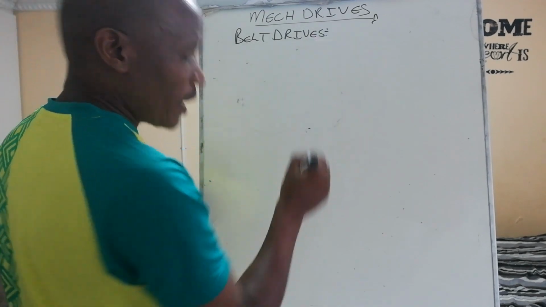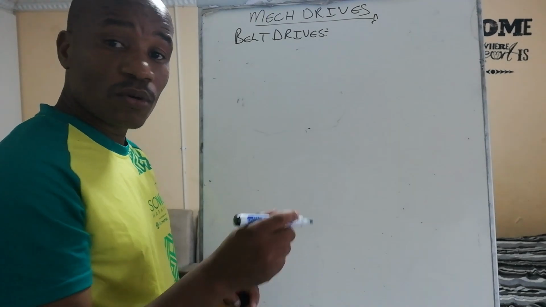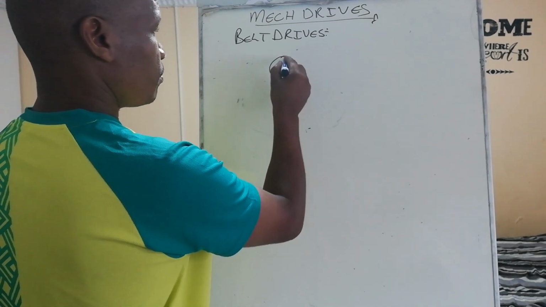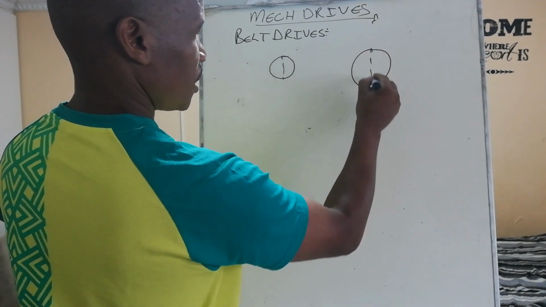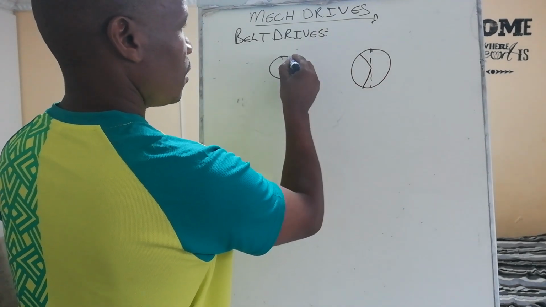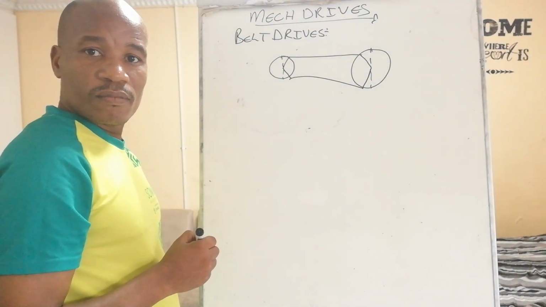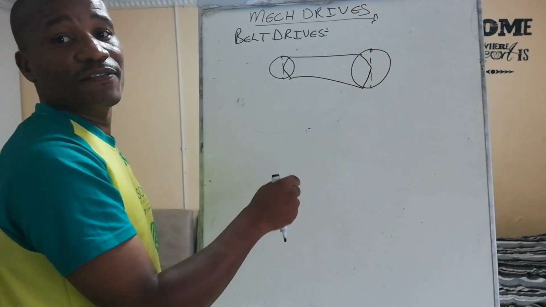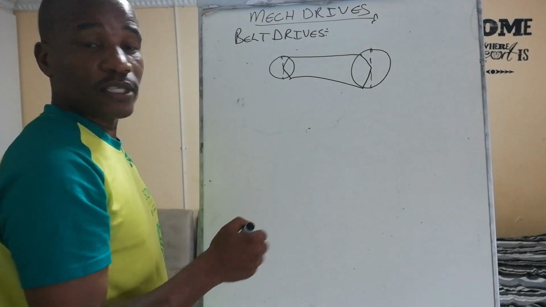Belt drives. What is the function of belt drives? Let me illustrate that by means of a sketch. If you've got two pulleys, and you've got a belt there. These are two pulleys combined together by a belt drive. This is a belt. The whole process is called a belt drive.